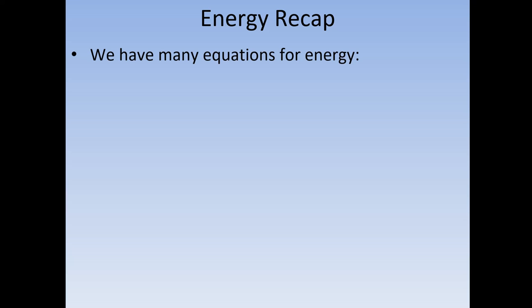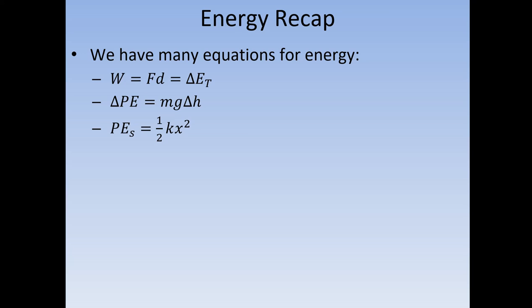And then there are a bunch of equations, most of which are on the reference table for energy. So there's this one, work equals force times distance, or also a change in total energy. Potential energy is mass times gravity times height. Spring potential is P equals 1 half kx squared, so k being the spring constant, x being how much the spring stretches and compresses. Kinetic energy is 1 half mv squared.